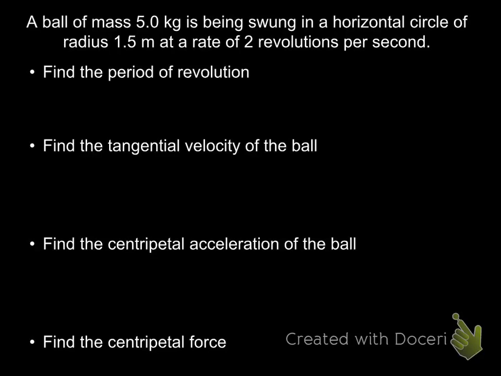All right, so take a look at this problem right here. Let's identify our given information. We know that we have a ball that has a mass of 5 kilograms, is being swung in a circle with a radius of 1.5 meters at a rate of 2 revolutions per second.